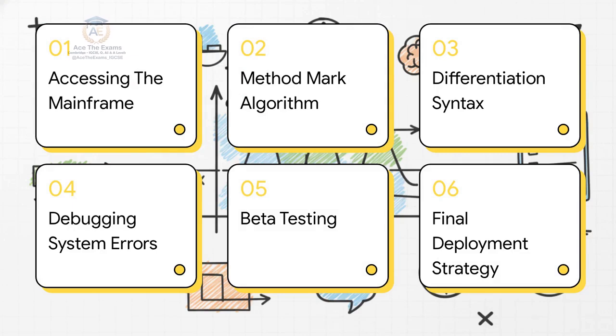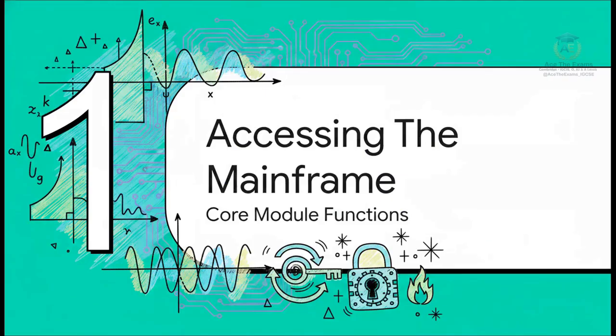Before we bypass the examiner firewall, we need to initialize our core modules and load the boot sequence. We've got 6 phases: accessing the mainframe, the method mark algorithm, core differentiation syntax, debugging system errors, beta testing, and finally, our final deployment strategy. Phase 1, accessing the mainframe.